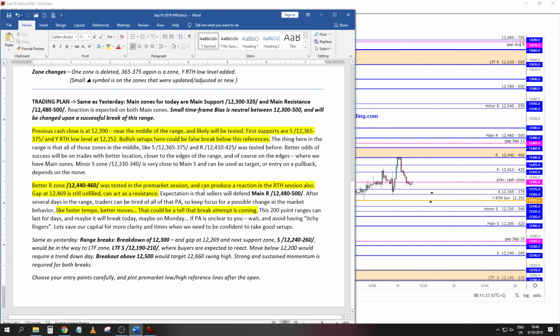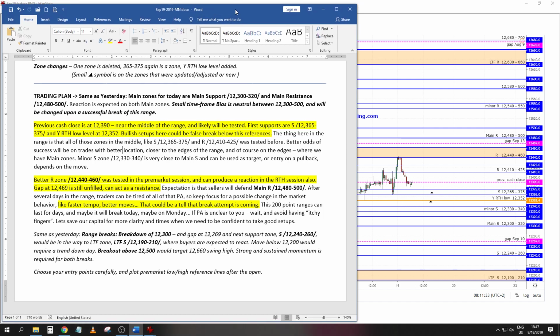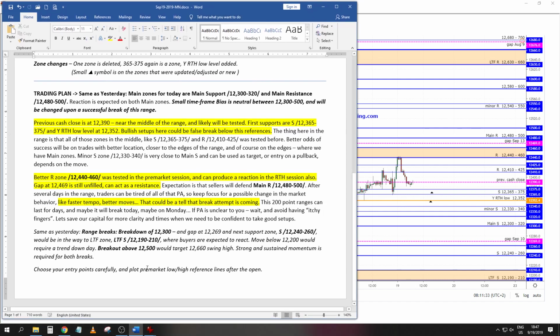And to keep focus about this faster tempo and better moves, we got that. That could be a tell that a break attempt is coming. It didn't come today because today we got better day trading moves, but not exactly strong and sustained momentum. We got today a range of around 110, 120 points, which is not all that much, but again much better than just 55 points that we got the other day.